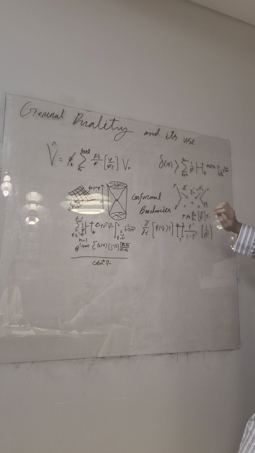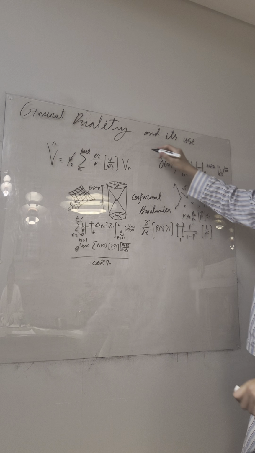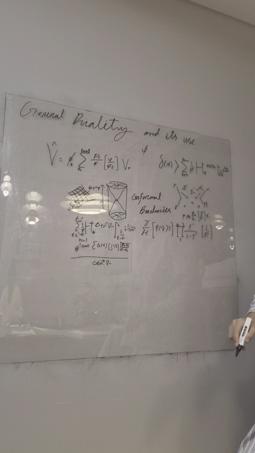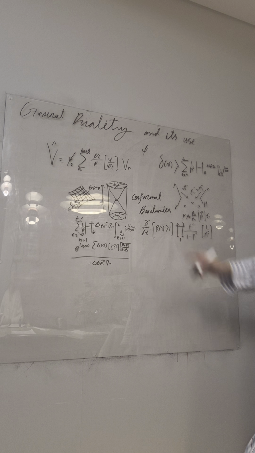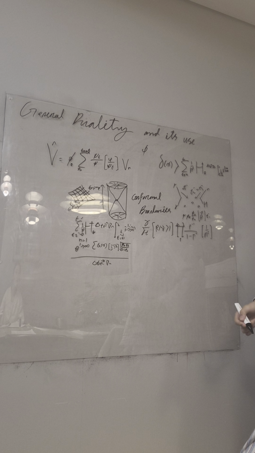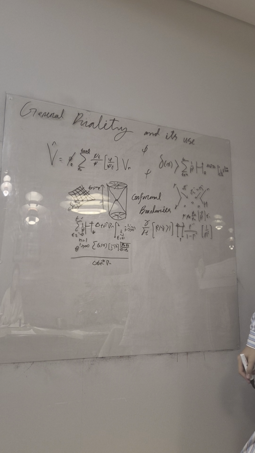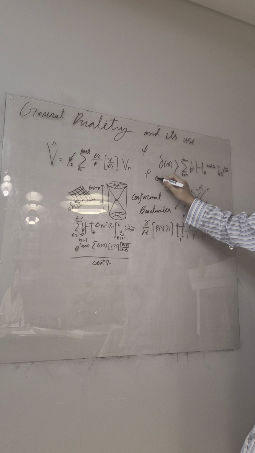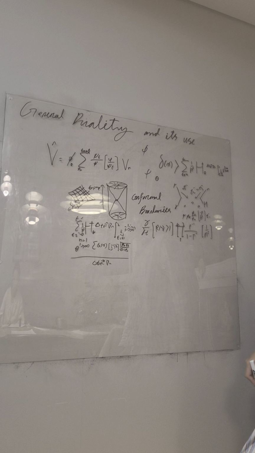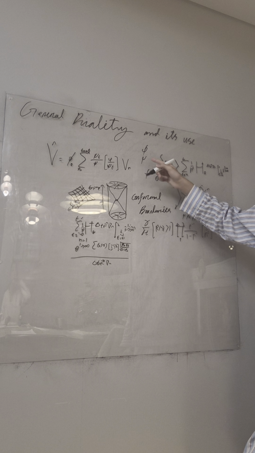Do you know what phi is? Phi is this. Okay? Phi. And do you know what's this? Psi. And do you know what's this? Theta. Okay? And do you know what's this? Mu.